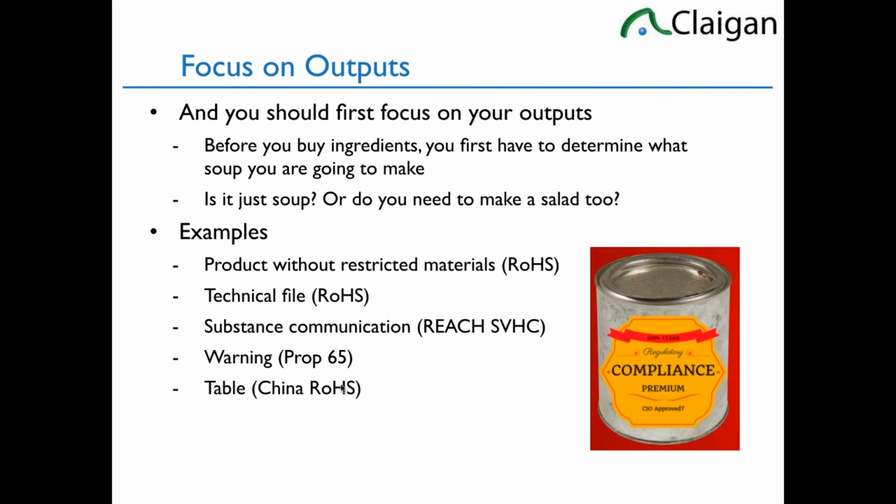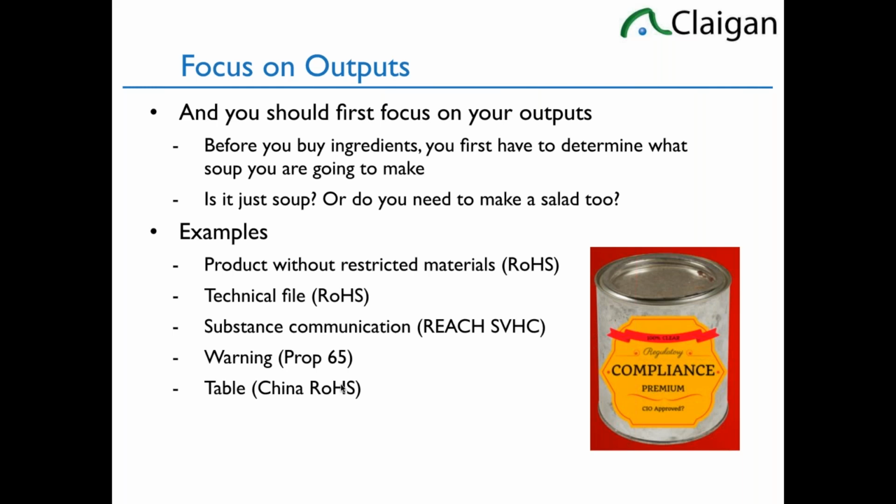You really want to look at the outputs. What soup are you going to make? What are you going to put into that soup? What's the best way to get that soup? For example, looking at outputs and restricted materials: for RoHS, you need a product without the restricted materials, and you need a technical file. Awesome. REACH, you need a substance communication. You don't need data for REACH. You need a substance communication. The only thing you need for each SVHC is that communication. Whatever gets you there, gets you there.